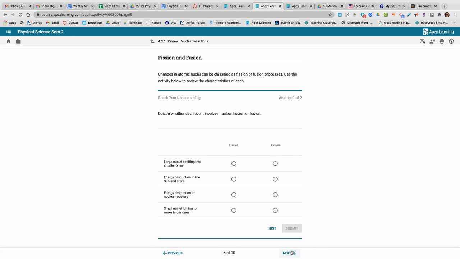All right, fission and fusion, we talked about this a little bit ago. Changes in atomic nuclei can be classified as fission or fusion. Use the activity below to review the characteristics of each. So remember, fission is breaking apart. Fusion is fusing together, making one thing out of multiple nuclei. So large nuclei splitting into smaller ones, that would be fission. I'm not going to do these for you. I'll get you started, and then you'll go through and do these on your own.